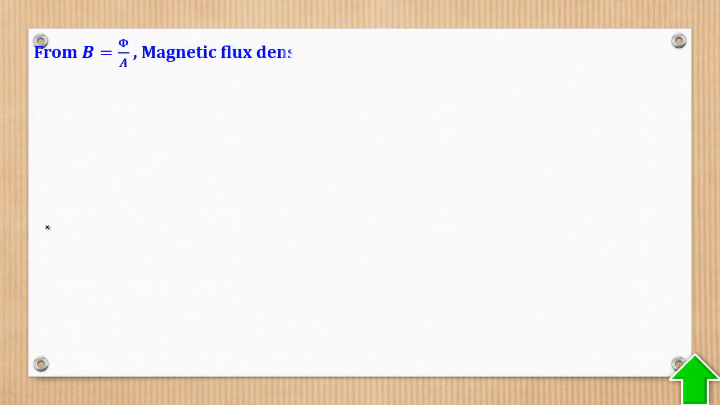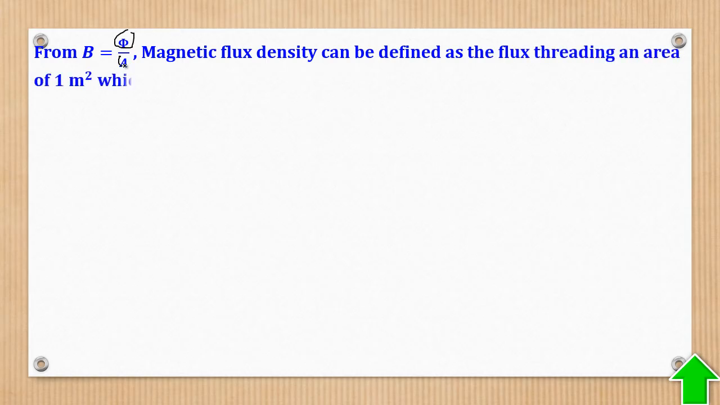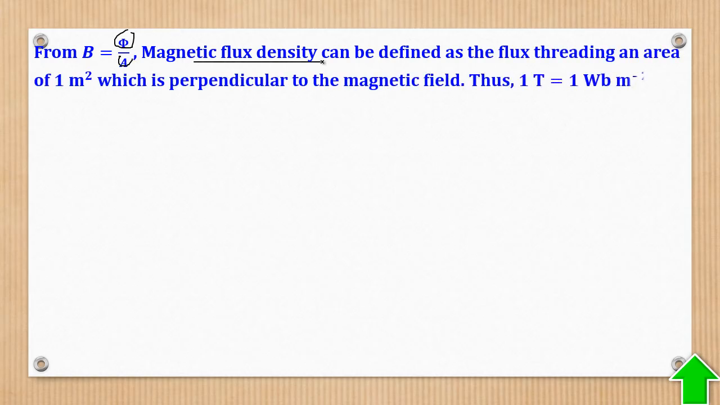Now from this one of B equal to phi over area, we can define magnetic flux density as the flux threading. Threading means linking. We're going to look at it in the second definition, which is magnetic flux linkage. So it is the flux threading an area of 1 meter squared, which is perpendicular to the magnetic field.